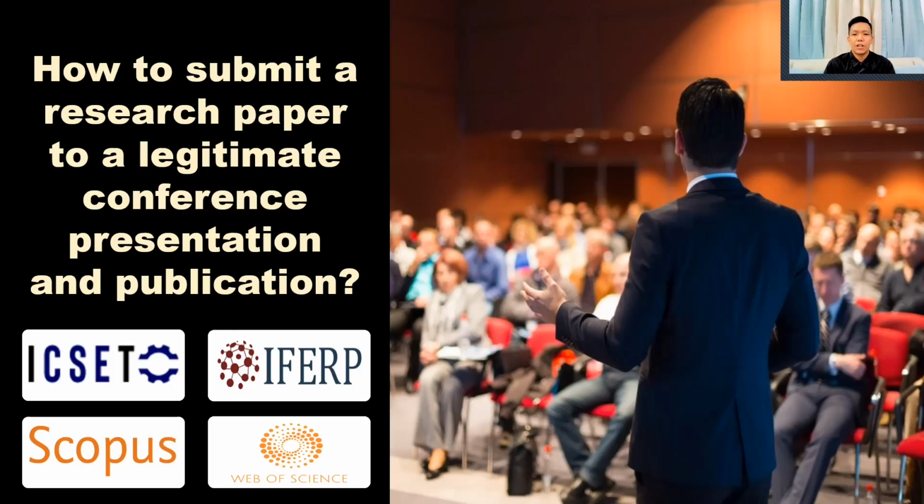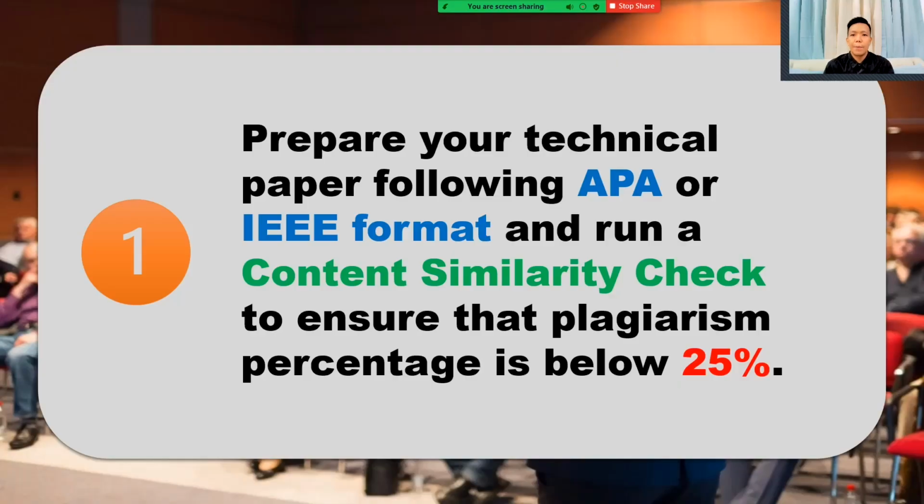to conference presentations. So let's begin with step number one, which is preparing your technical paper following APA format or IEEE format and running a content similarity check to ensure that the plagiarism percentage is below 25%. This step is very relevant because in the academe, you have a panel who will be reviewing your content and providing constructive criticisms for your revisions. The final output in that step would be the input for the content similarity check.